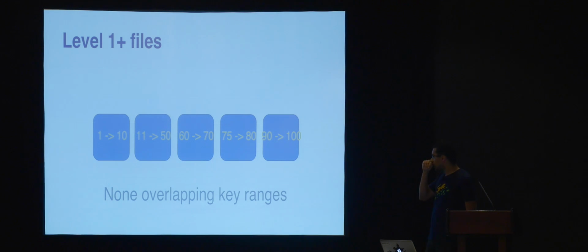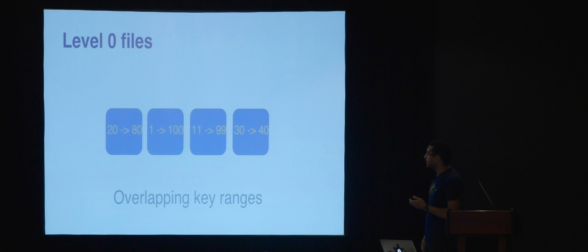In this case, if I have the range for every file, I can do a binary search and figure out that I need to check the second file to get my value, my key. So this is a property that's valid for all levels in our log-structured merge tree except for level 0. Level 0 is special. Level 0 may have overlapping key ranges.